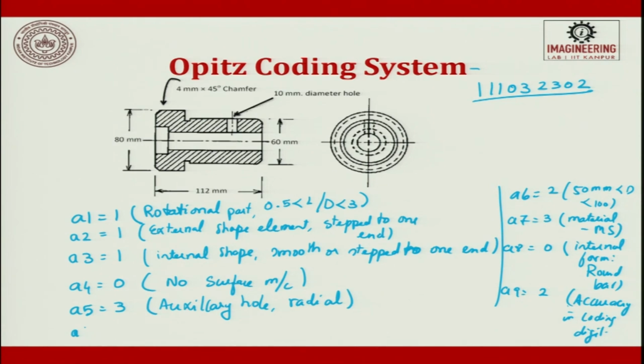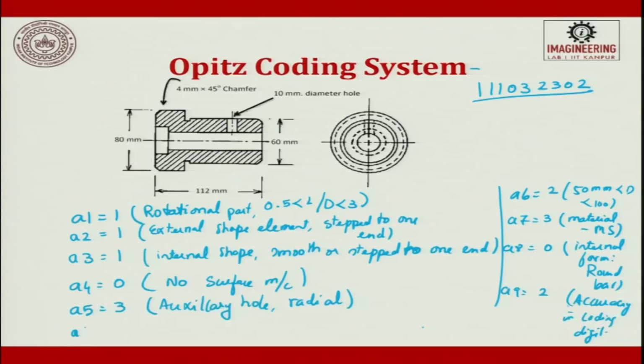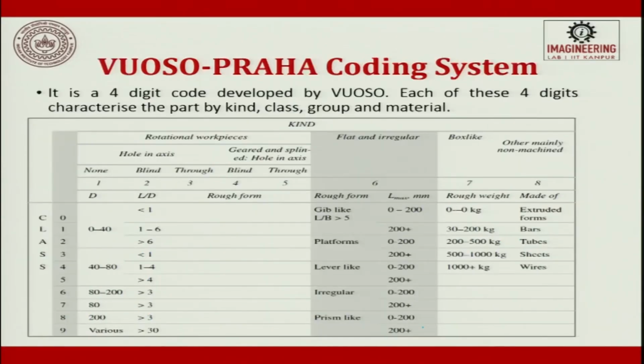Now, it is very clear for you: just by looking at the part, I will try to give the number. Why is this number very important? Because this number can now be mapped to the process plan. Every time a component comes, all you have to do is pull this part number, so you can get all the details which will be given in the routing sheet. This is another coding system we have used just for your understanding.